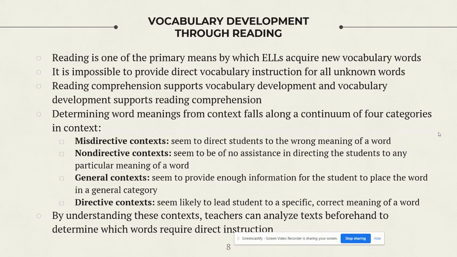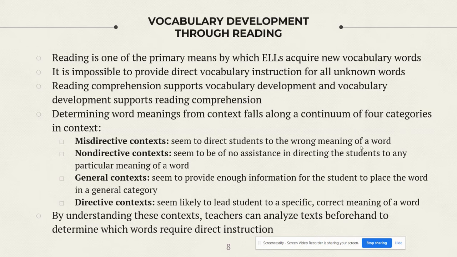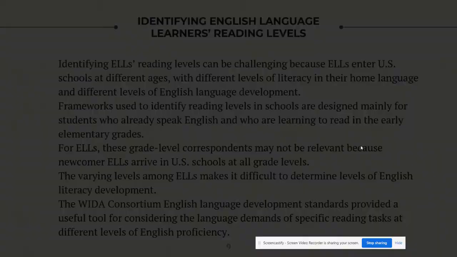So there might be a rephrasing or a rewording right after the term, and so it's very clear that this is what the word means. By understanding these contexts, teachers can analyze the text beforehand and determine which words require direct instruction. So this then helps us in building the background in our lessons.